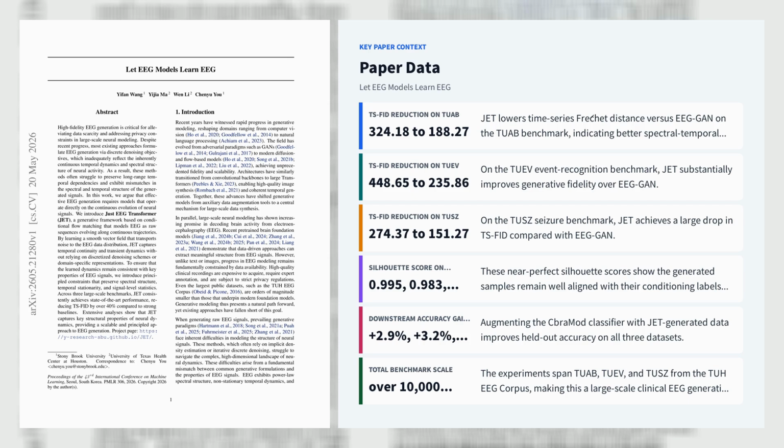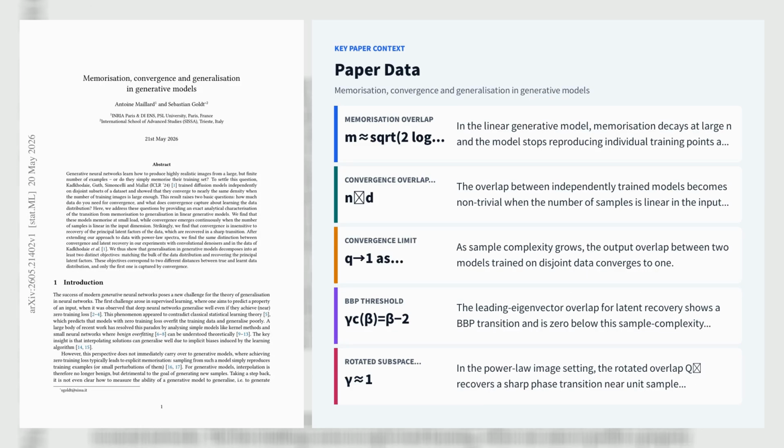The paper's analyses show that JET preserves 1/f spectral scaling, alpha band peaks, non-stationary amplitude envelopes, and heavy-tailed amplitude distributions, and its ablations reveal that Gaussian noise initialization is essential. Zero-noise training catastrophically degrades TS-FID to over 1,500, confirming that a non-degenerate base distribution is necessary for valid flow-based EEG synthesis. Let's explore the third paper, Memorization, Convergence, and Generalization in Generative Models.